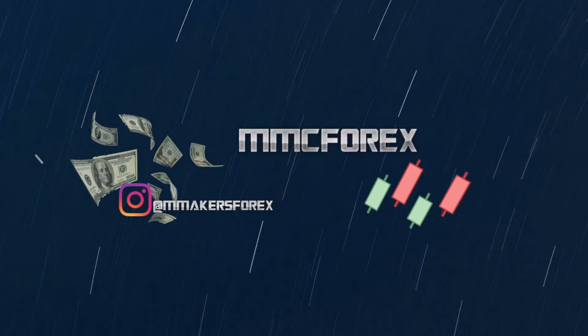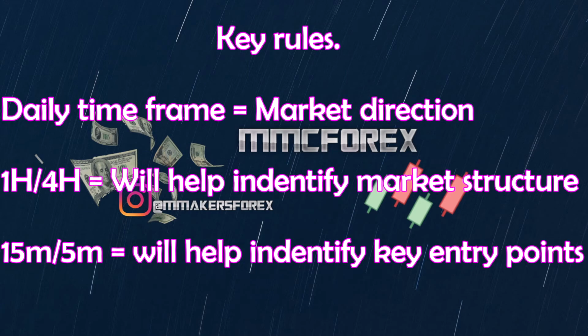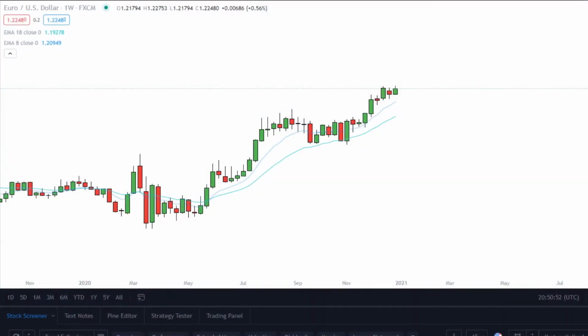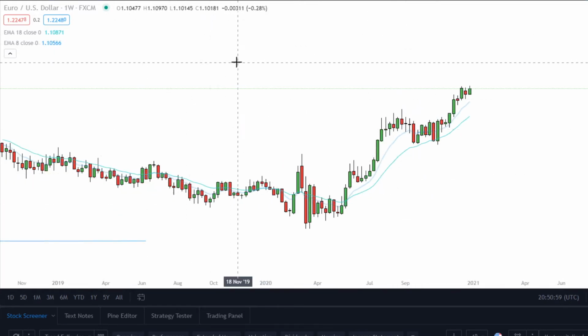This video is going to be solely on time frames: the best time frames for entries, the best time frames for understanding market structure, and what time frames you need to use depending on what trader you are. So let's get straight into it. As you can see, this is EUR/USD, and we're on the weekly time frame.